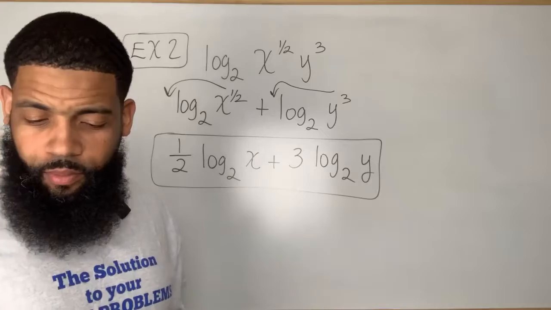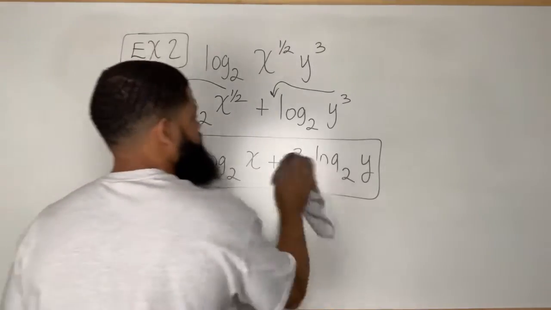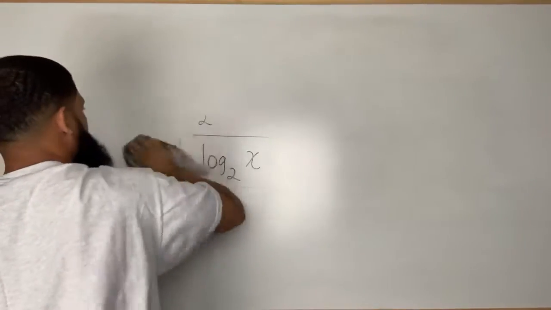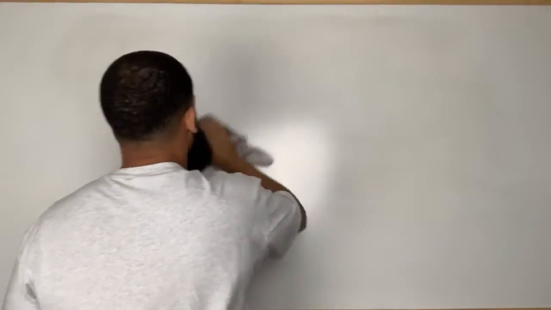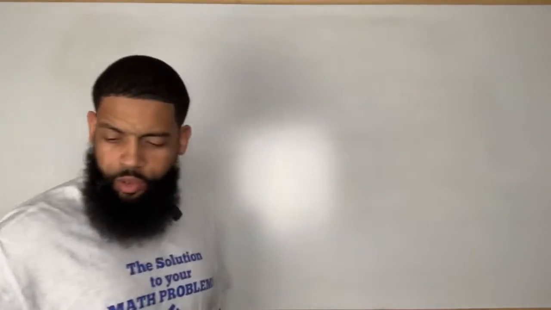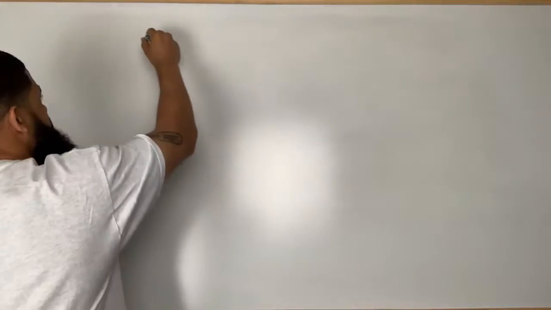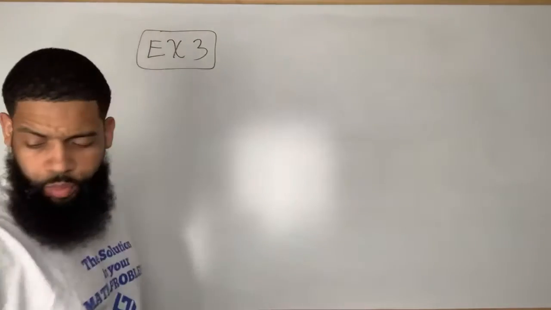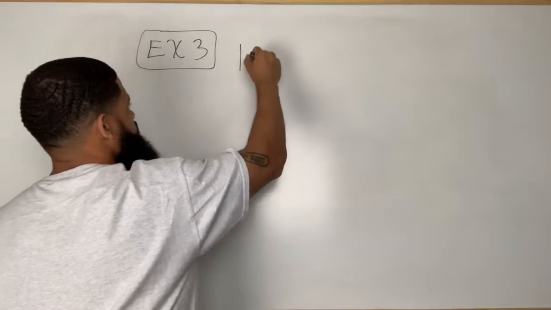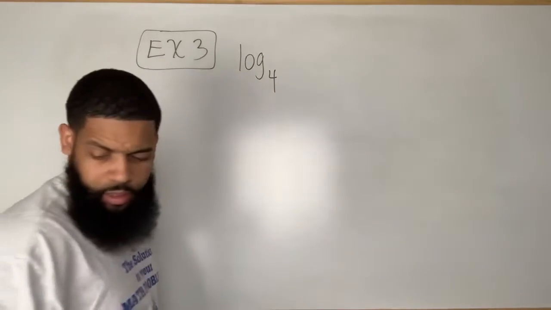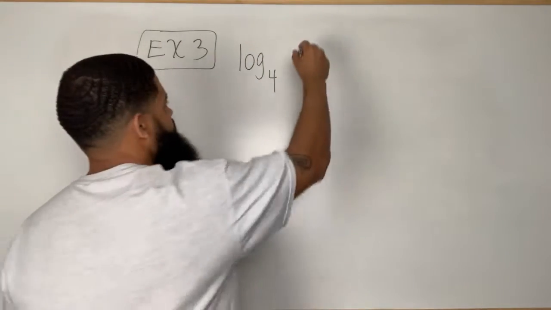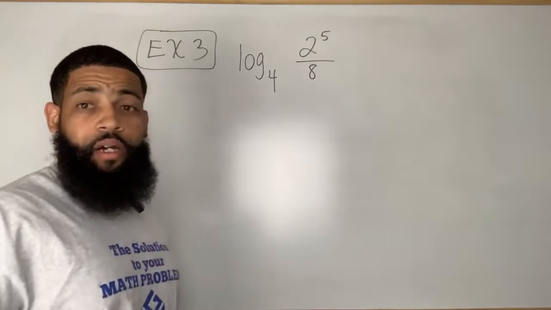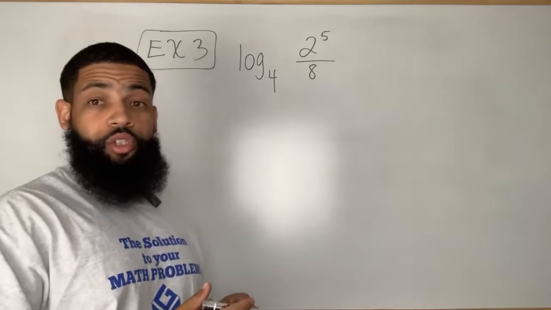All right, let's do 2 more examples. We've got to throw one in there with the quotient rule or quotient property. All right, so let's do one with the quotient property, and we have example 3. And for the quotient property, I want to say log base 4 of 2 to the 5th power over 8. All right, now the quotient property tells us I'm going to use subtraction.